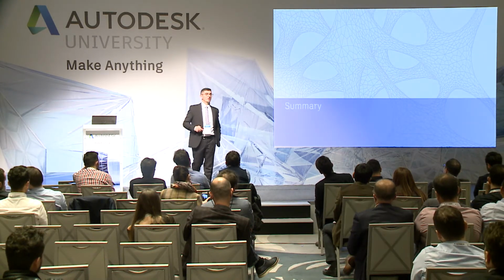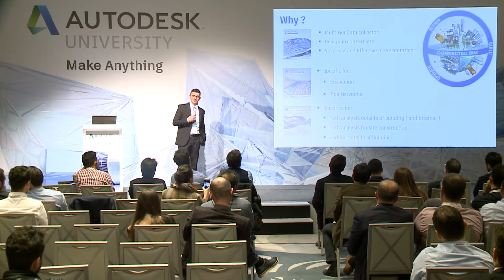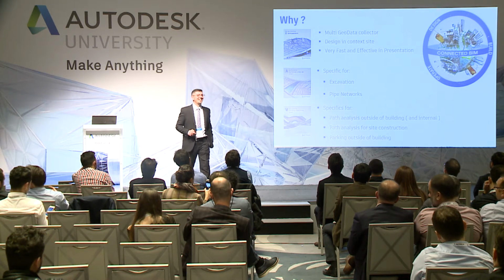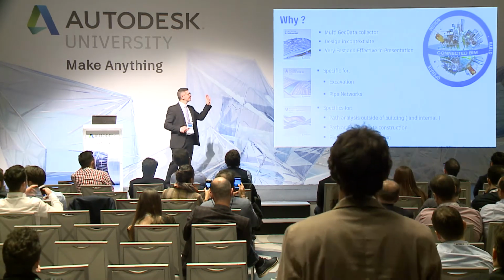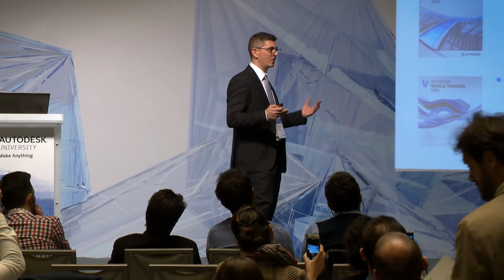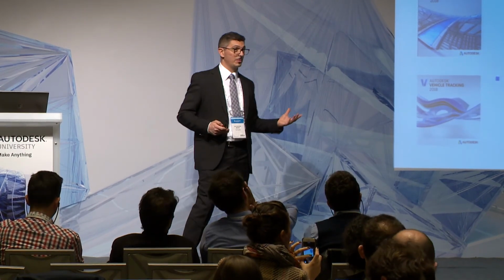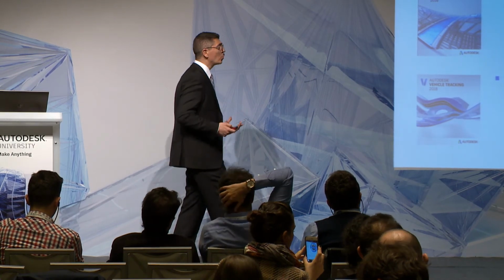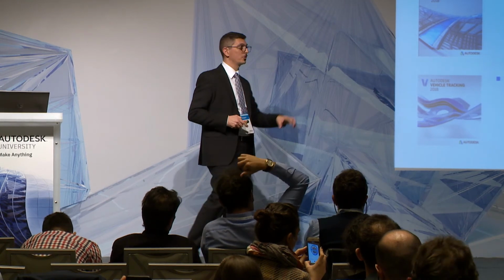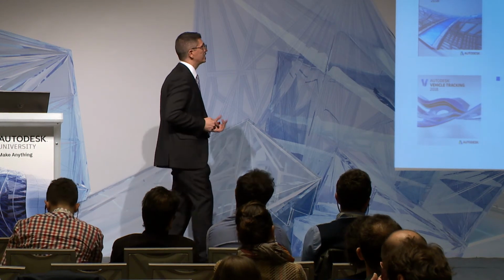Summary, I have finished, really. Why use three different types of platform? InfraWorks, because it's beautiful. No, I'm joking. Because it's a multi-geodata collector, we have the possibility to manage a large quantity of data, GIS data, open data. Because we have the possibility to design in context, so you really understand what happens when you define where your building is, or where your street is. And it's very fast and effective in presentation. I'm sure that it's easy to understand.